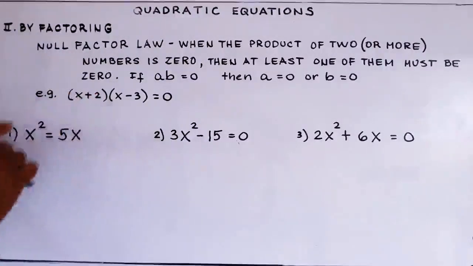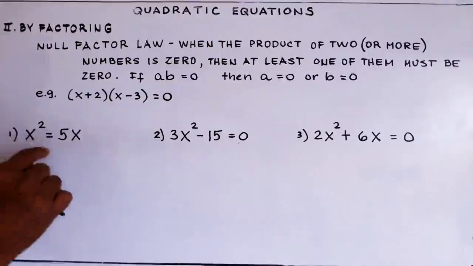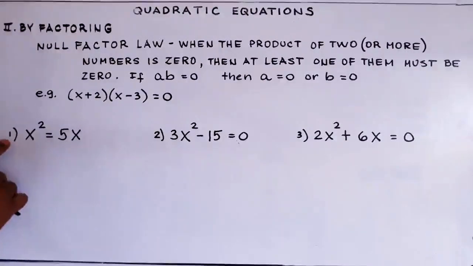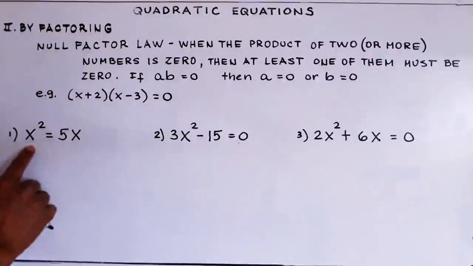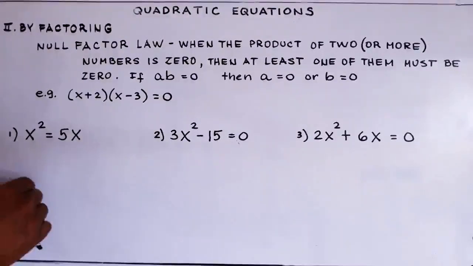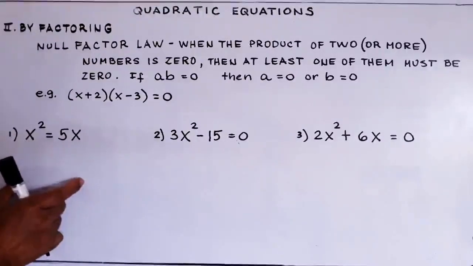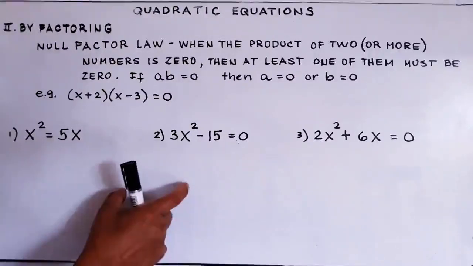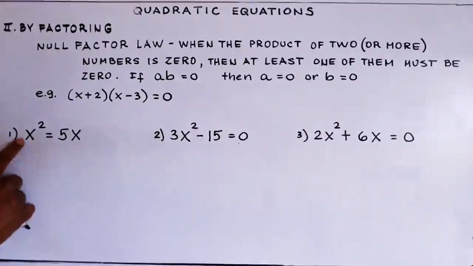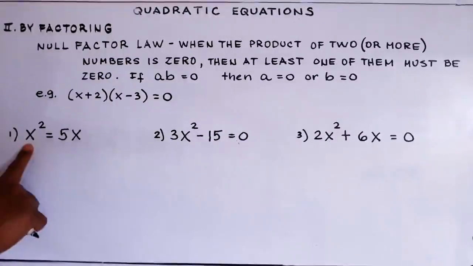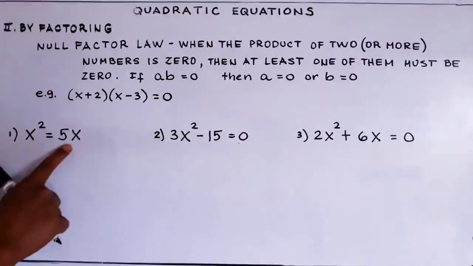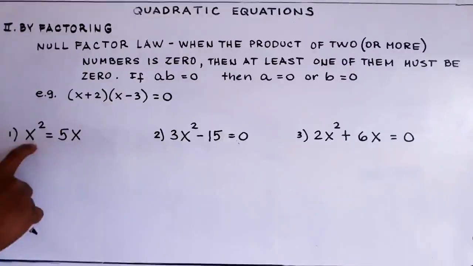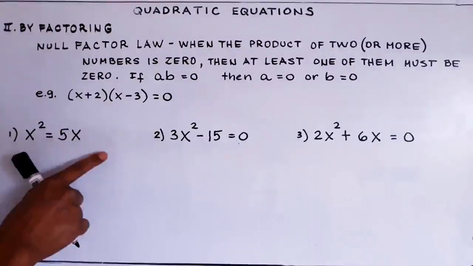Okay, let us apply this factoring method. So we have number 1 here. Before we factor our quadratic equation, make sure we combine the terms on the left side, or on the right side if you want. But it's better if we make our x squared positive. So in this case, it's better to transpose 5x to the left, equal to 0.